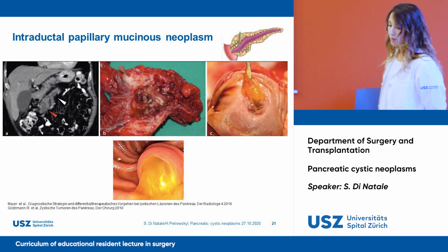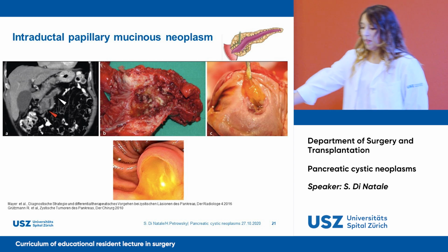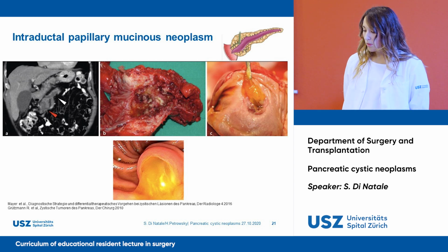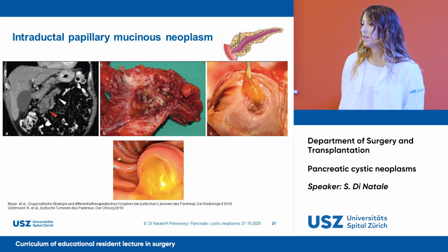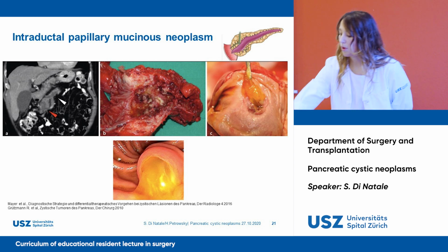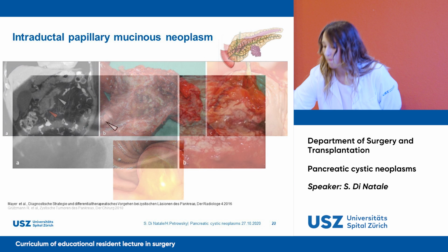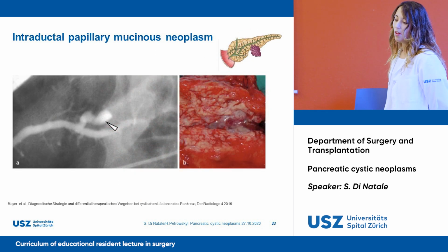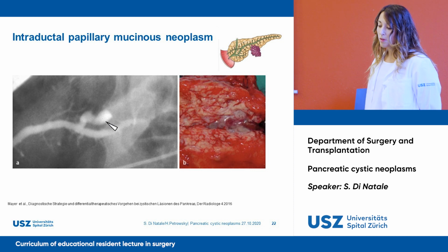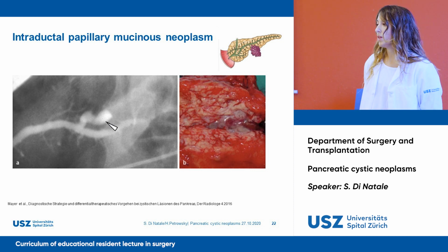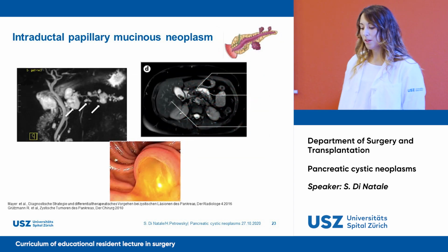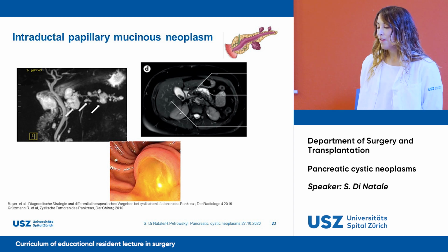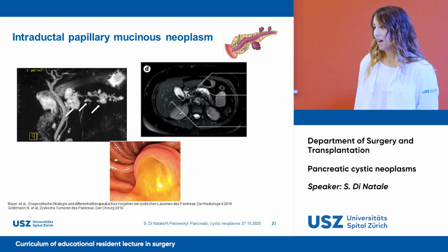So here a main duct IPMN is represented with dilatation of the main duct, the typical mucinous filling, and during ERCP, the characteristic fish mouth sign can be seen, which is characterized by mucus coming out of the papilla. A branch duct IPMN with dilatation of one of the branch ducts and the typical mucinous filled cyst in the resected pancreatic tissue. Last but not least, a mixed type IPMN with dilatations of the branch ducts as well as segmental dilatation of the main duct, and the fish mouth sign can also be seen in mixed type IPMNs.